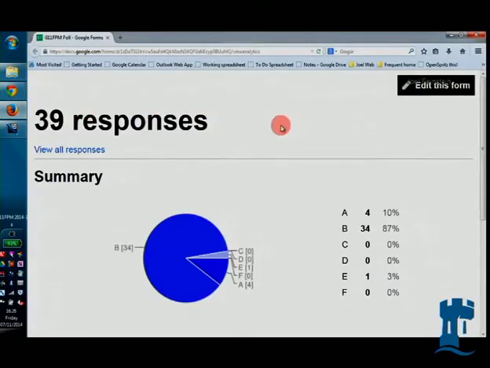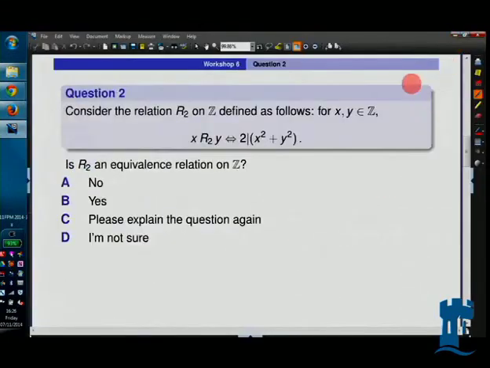We've got third line answers so far with the majority in favour of B, which is correct. This is an equivalence relation. Let me just quickly show you; I'll tell you two reasons for this. I'll give you the slow systematic one and then I'll point out the shortcut afterwards. So let's do the slow systematic one.